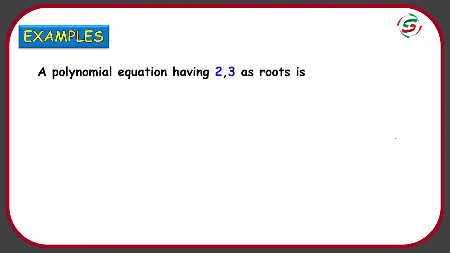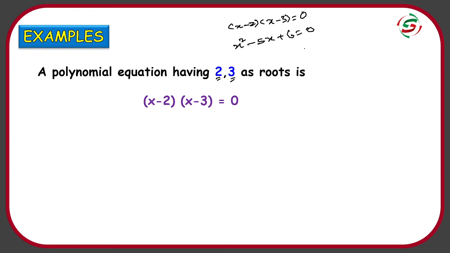Okay. So now using an example, see here, if I have 2 and 3 as the roots of one polynomial equation, I can write it as x minus 2 into x minus 3 equal to 0. So this is going to be x square minus 5x plus 6 equal to 0. So see that this is a polynomial of quadratic equation. Okay, so that you got here, x square minus 5x plus 6.